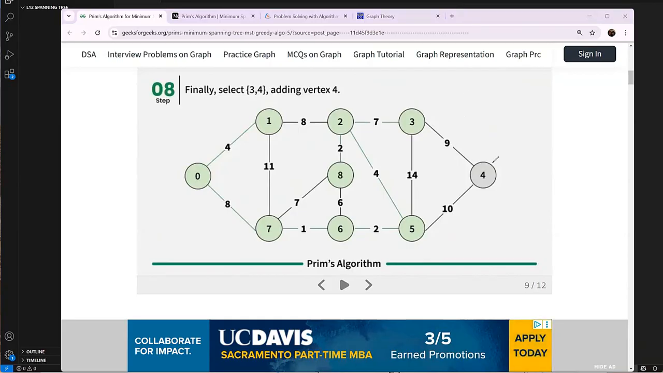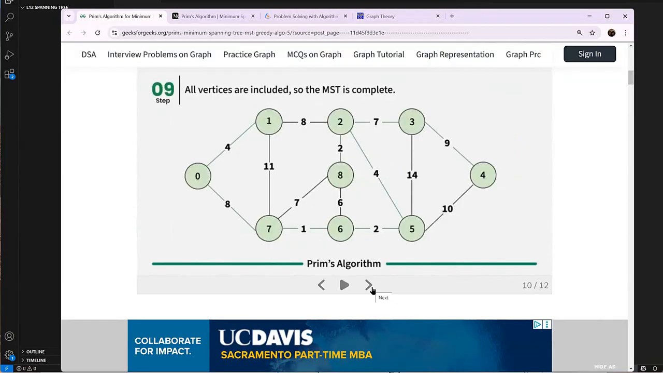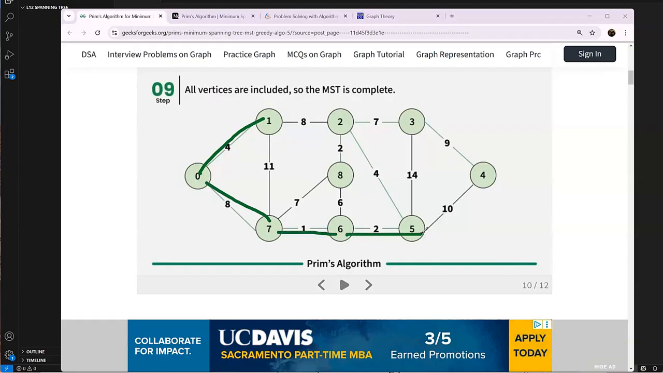Now, only 4 is left. So your outgoing edges would be 9, 10. So you pick 9. And after you pick 9, then you actually completed your minimum spanning tree. You should have a tree that looks like this. Okay, this is the tree that you have. That's your minimum spanning tree.